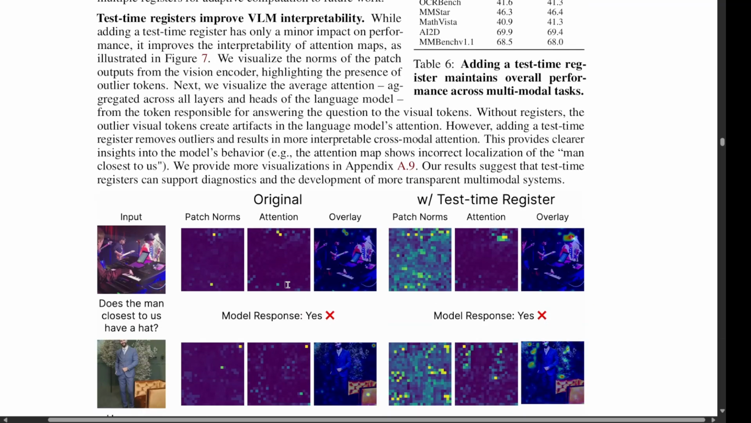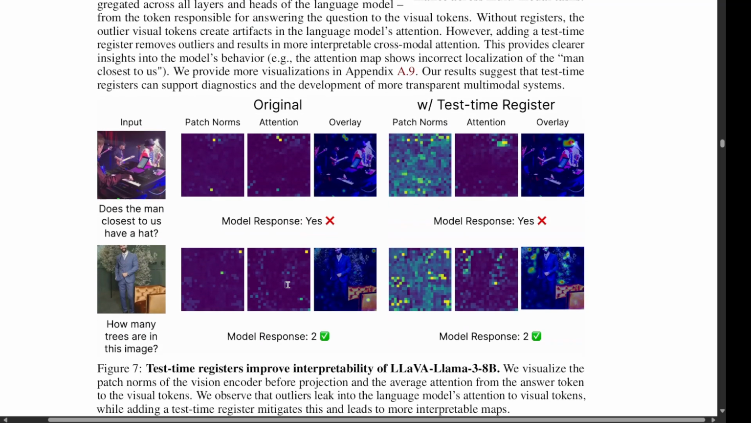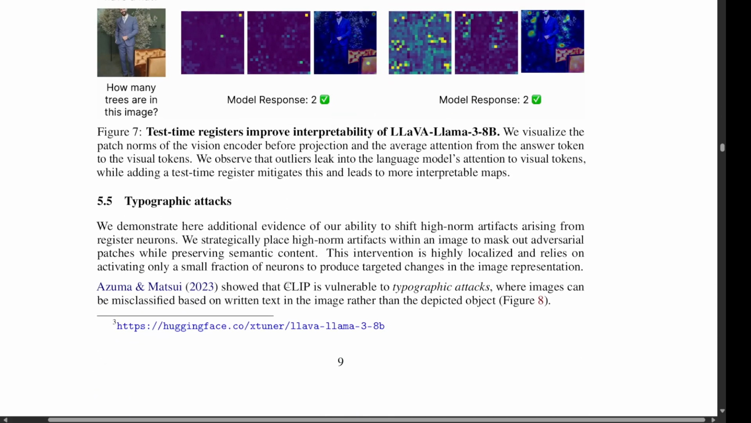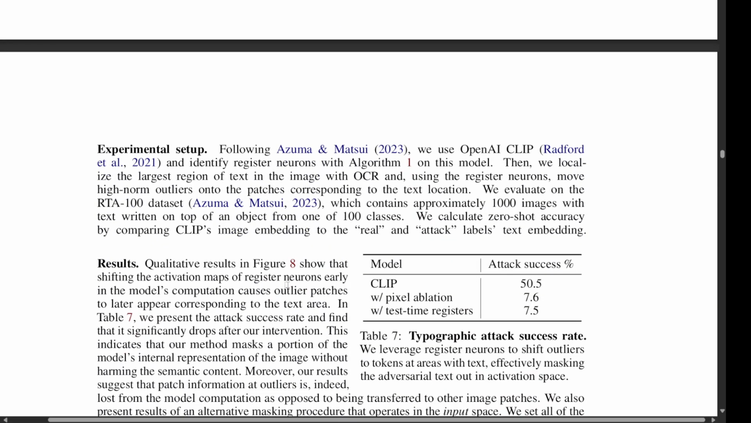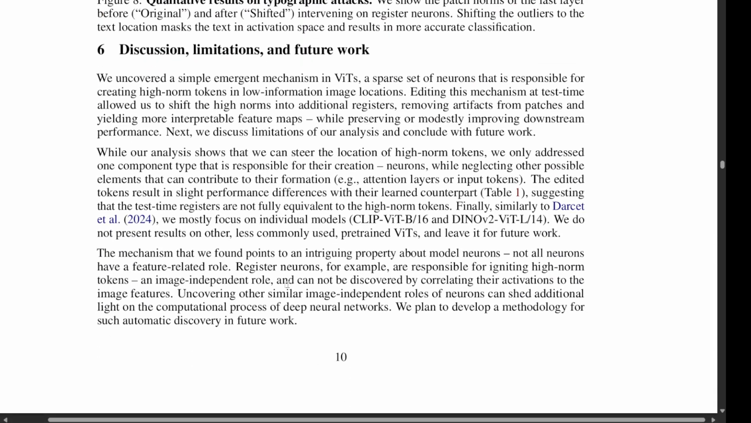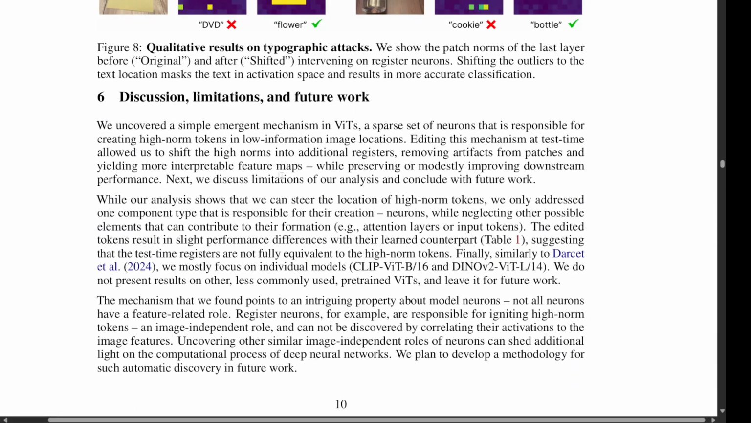Wow. Did they try it on vision language models too? Like LLaVA? That seems super relevant now. It did, and that's a great application. Performance on the usual multimodal benchmarks stayed about the same, Table 6, which is good, no harm done. But the interpretability of the cross-modal attention maps, big improvement. Cross-modal maps, you mean seeing how the language part attends to the image?